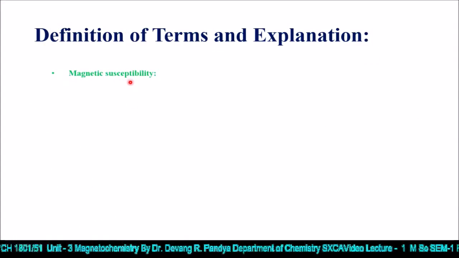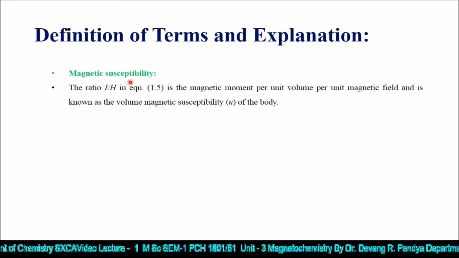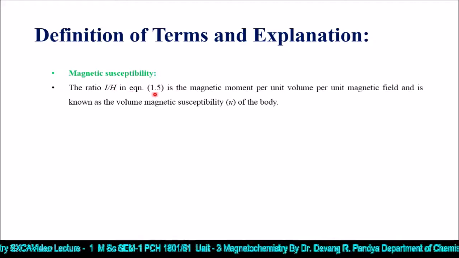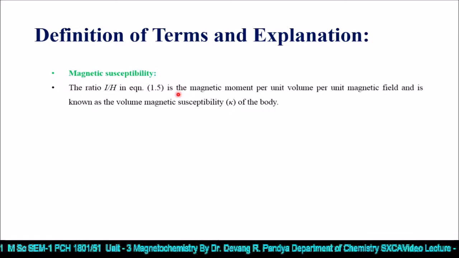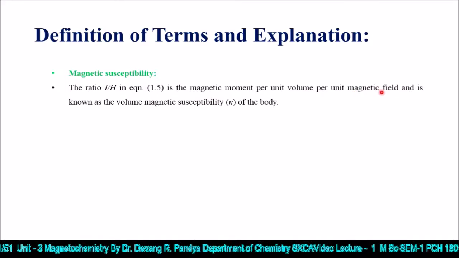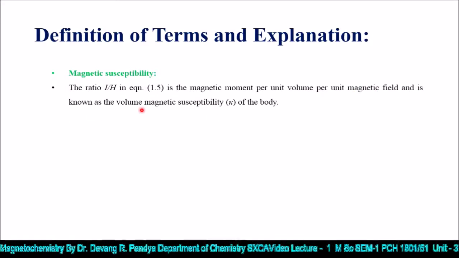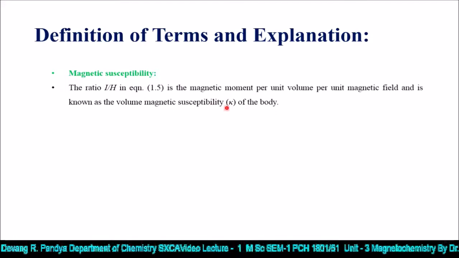Now, magnetic susceptibility. There is a very thin barrier between magnetic permeability and magnetic susceptibility. So, we are now going to focus on our main topic, magnetic susceptibility, after learning different terms associated with magnetic susceptibility. The ratio of I by H in equation 1.5, which we have already seen in the slide before, is the magnetic moment per unit volume per unit magnetic field and is known as the volume magnetic susceptibility kappa of the body. This is the symbol of kappa.